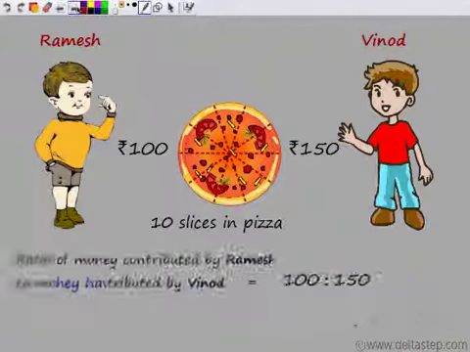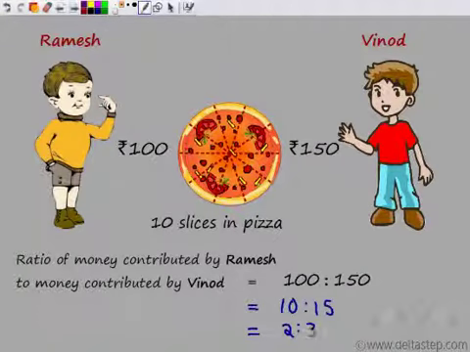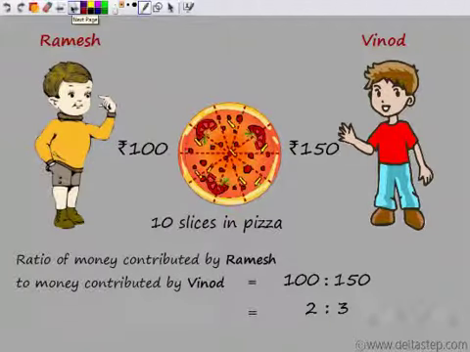Let us see. We know that the money contributed by Ramesh to the money contributed by Vinod is 100 is to 150. Now if I want to express this in the simplest form, I have to find the common factors and divide by them. So I see 10 as a common factor. This gives me 10 is to 15. Further, I can divide both by 5, which gives me 2 is to 3. That is, the ratio of money contributed by Ramesh to Vinod is 2 is to 3.